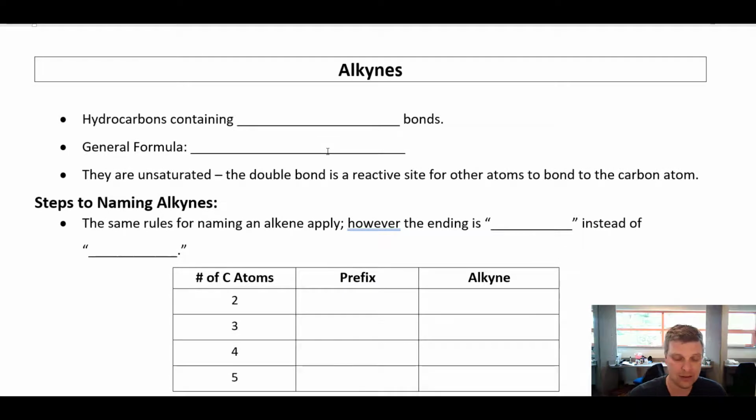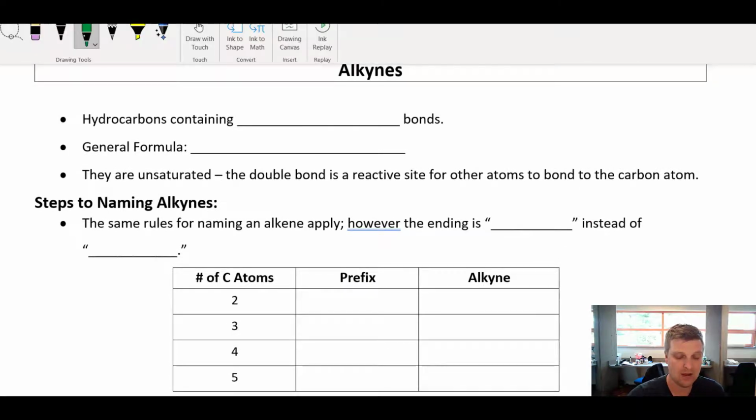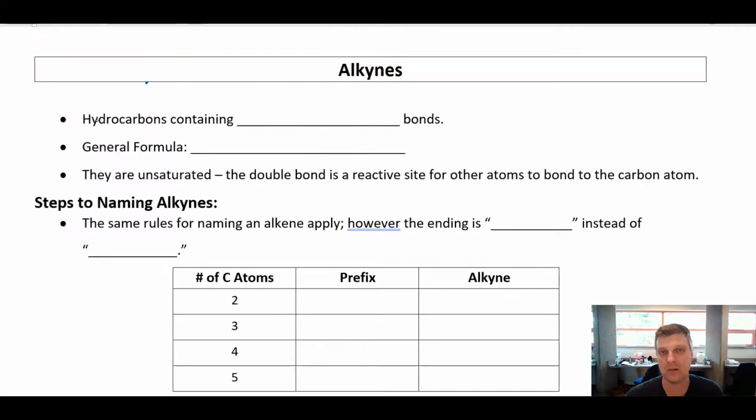Now, alkynes are just an extension of this. If alkenes are what happens when we have a double bond, then alkynes are what happen when we have a triple bond in a carbon chain. So a triple bond is again another opportunity for 2 carbon atoms to form a bond. If the carbon atoms form a bond with each other, then they can get rid of 2 hydrogen atoms. They don't need those anymore.